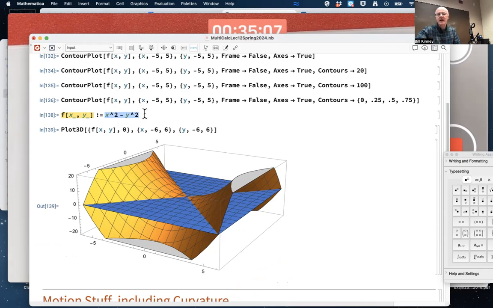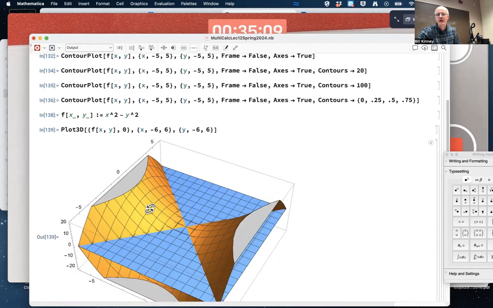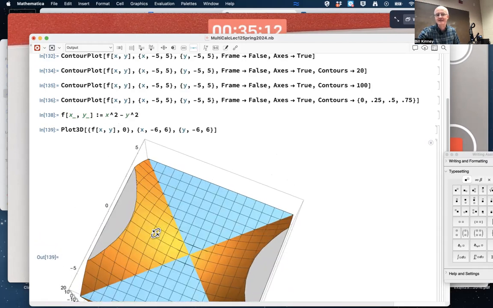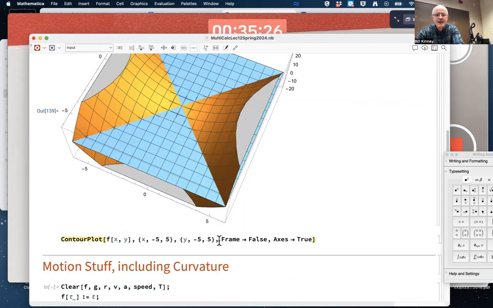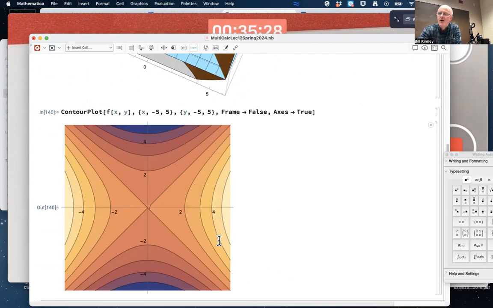You can see the intersection of the surface with the xy plane where z is 0 looks like an x. One level curve is that x when z is 0. What are the other level curves? You can't necessarily tell just from looking at them, but they are hyperbolas.